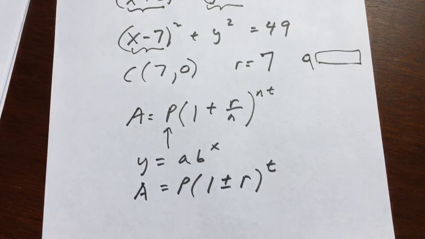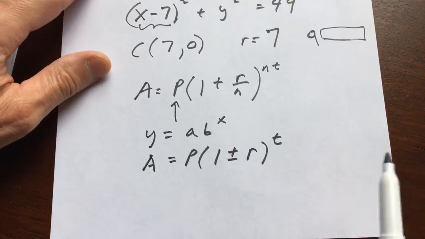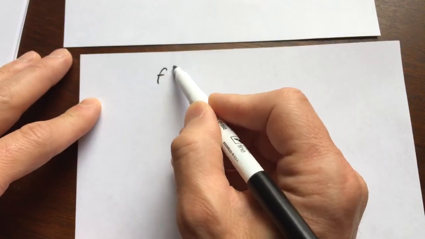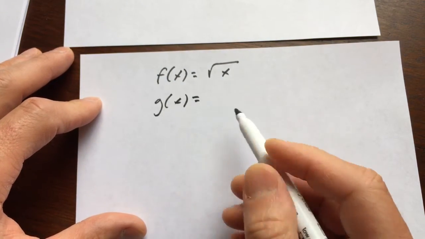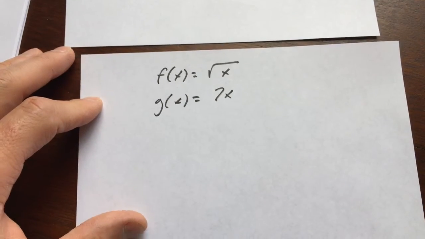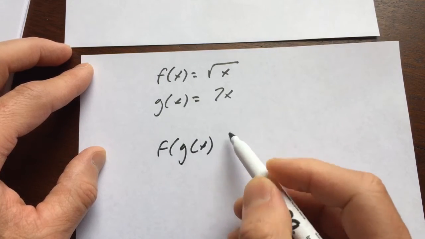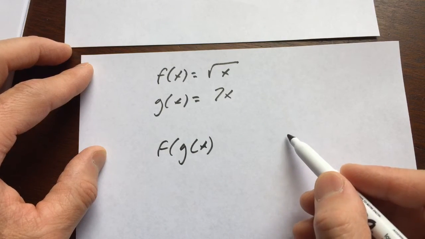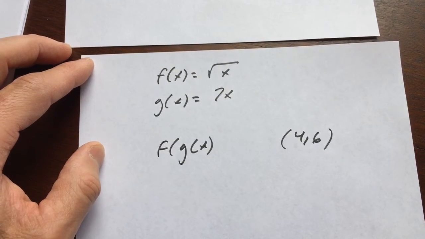But let me see if I can go back to that question from Kalaki, I don't know if I'm pronouncing that correctly. He said, consider the functions f of x equals square root of x, and g of x equals 7x. They're asking what's f of g of x, and it passes through the point (4, 6). What's the value of b?